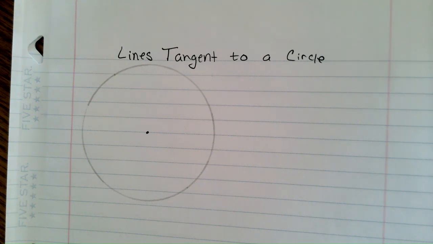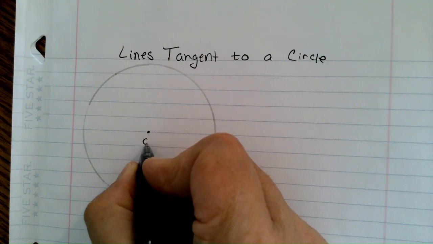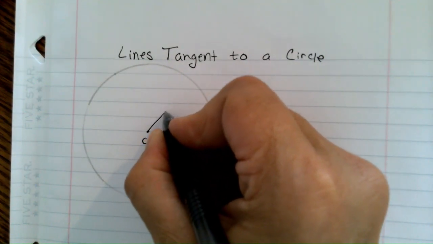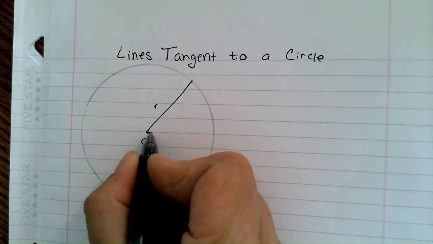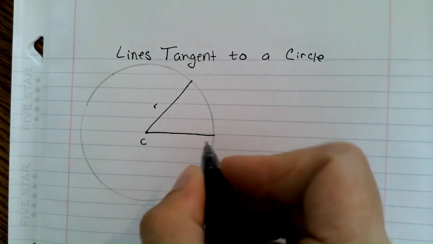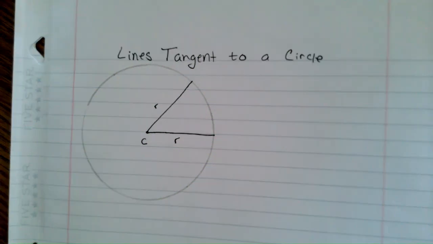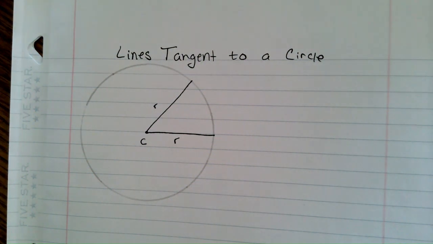Welcome to lines tangent to a circle. So as you can see here, I have a circle drawn. And we know that we can draw a radius anywhere we want. So here's a radius, and here's a radius. Okay, and we know those are congruent. But what is a tangent line and how does it relate to the circle? Well, a tangent line is any line perpendicular to a radius.